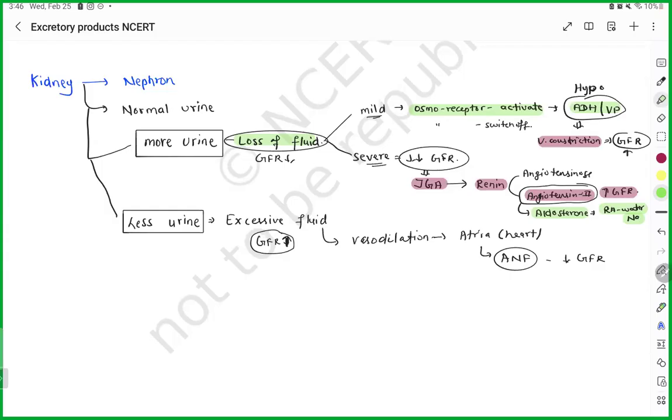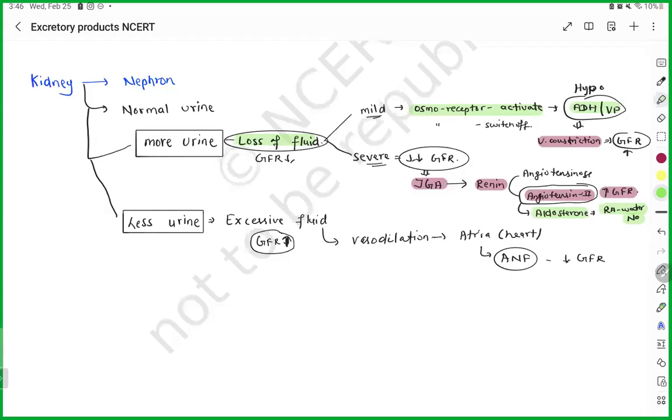And third condition, if body is producing less urine or not producing urine at all, it means we have to add more water in the urine, urea. How to add more water? Vasodilation. Vasodilation, what is the benefit? More water will be added in the kidney, so more urine will be produced.